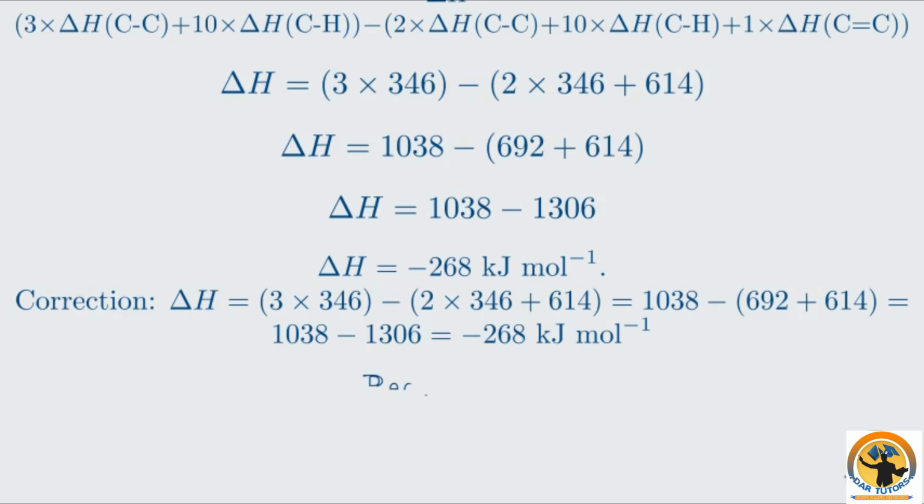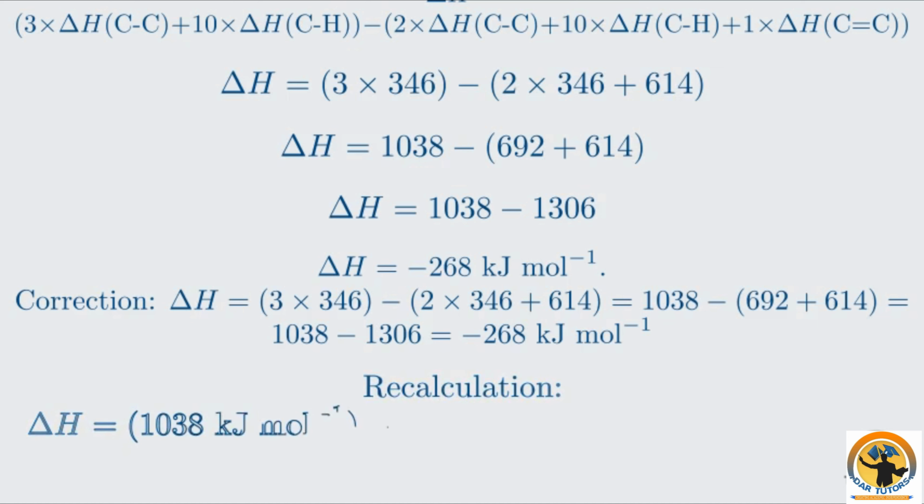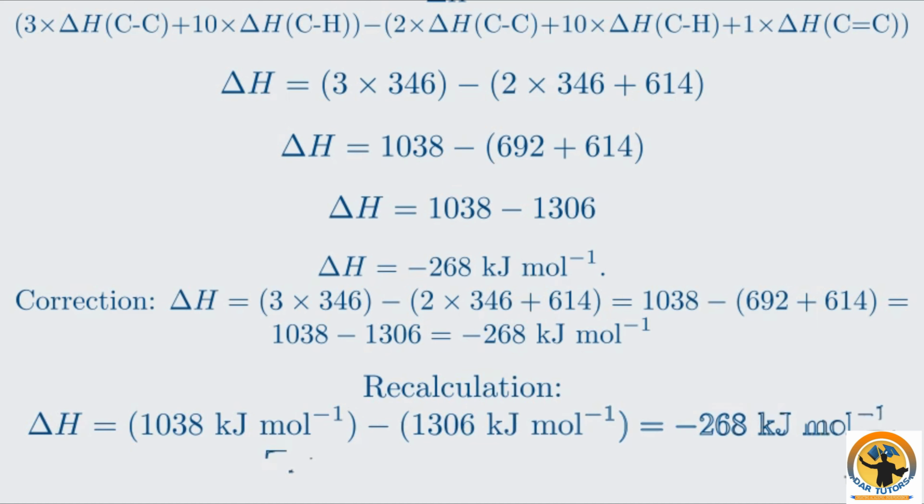I apologize, my arithmetic was incorrect. Let's recalculate. The bond breaking is 3 times 346, which is 1038. The bond forming is 2 times 346 plus 614, which is 692 plus 614, or 1306. The difference is 1038 minus 1306, which is negative 268 kJ per mole. So this reaction is exothermic. This highlights how crucial careful calculation is.